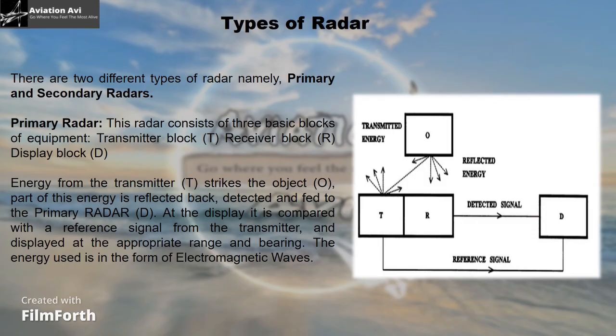In the display block, the processor compares the received signal with the reference signal and does some calculations to give the appropriate range and bearing of the particular object. So here we see that the object does not have any specific involvement in the process. It only reflects the energy that is being sent to it. So this is the concept of primary radar.